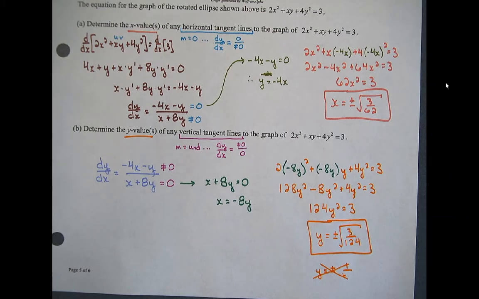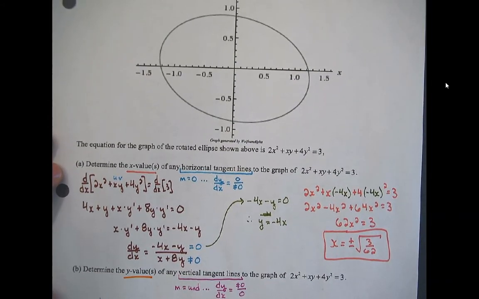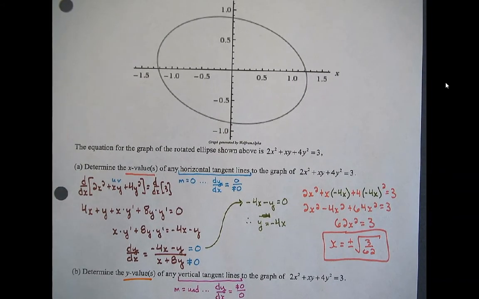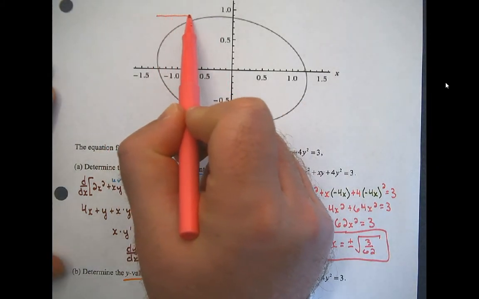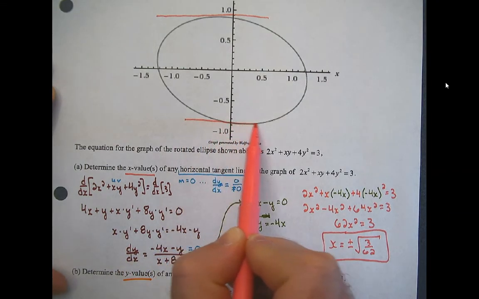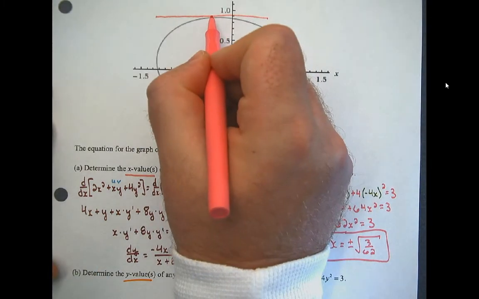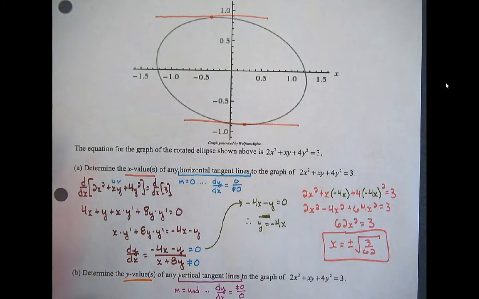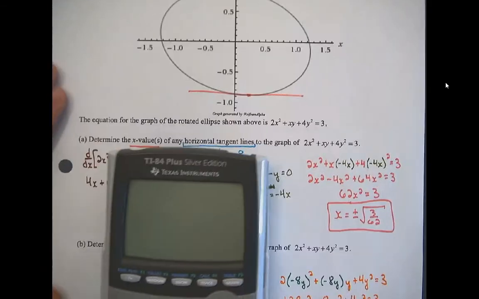Okay, now let's double check this. Let's see if this makes sense. Where on this picture would you draw the horizontal tangent lines? I would say there's one kind of up there, maybe down there. There's my horizontal tangent lines. I didn't do a very good job of hitting an actual point there. But let's see what this number is and see if that's close to our picture.